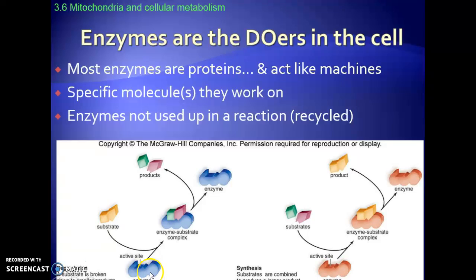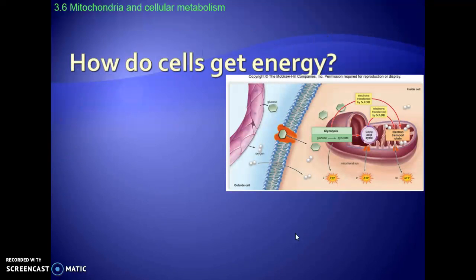There are specific molecules that enzymes work on. Here this enzyme is blue, and it's going to act on the orange substrate, whereas this enzyme is red, and it's going to act on these two substrates. They are very specific, like a lock and key scenario. You've got lots of locks and lots of keys, but they don't work well together. You have to have the one specific key for the one specific lock. And enzymes are not used up in a reaction. They are recycled and can be used over and over again.